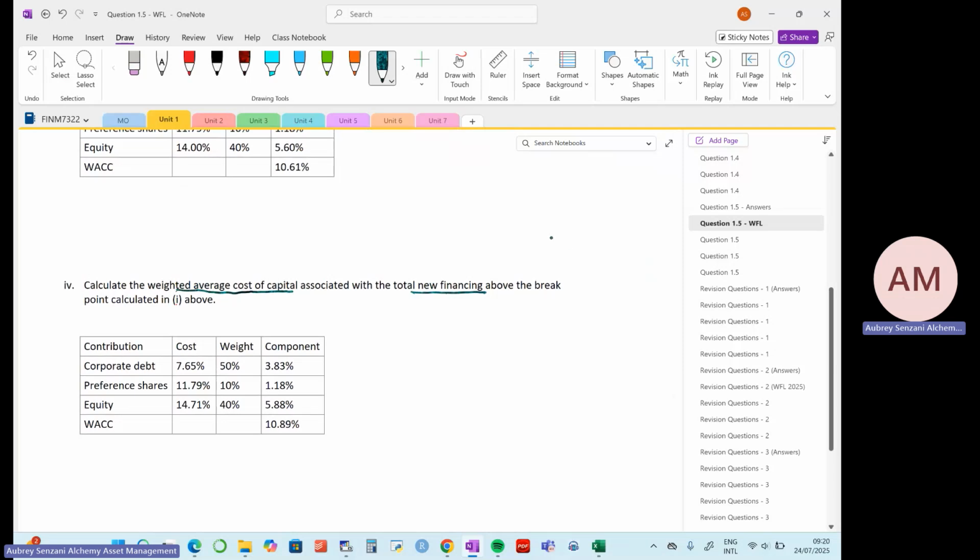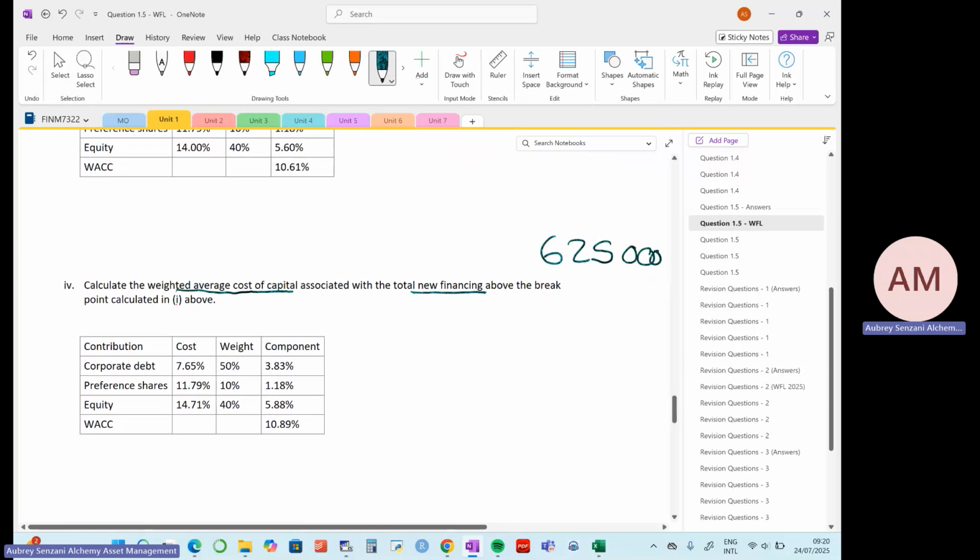So can you see, above the 625,000, which means what? We would have needed to source additional funding if we're going above the 625,000. How would we have done that? Remember, we calculated it earlier. If you read the retained earnings, it says any additional capital would need to be sourced by way of issuing new shares. So how are we going to have a total new financing above that 625? Through issuing new shares.